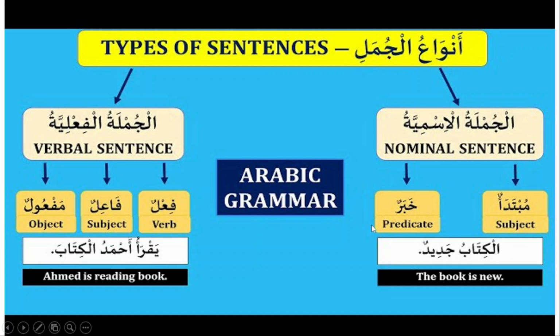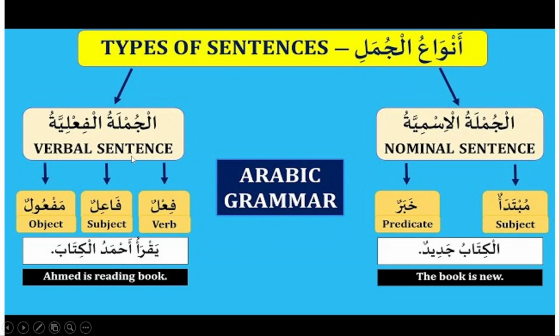sentence. Now, the distinguishing feature of a nominal sentence is that it usually starts with a noun, or what we call an ism. So al-kitab is an ism, a noun. So any sentence that starts with a noun is called jumlatul ismiya. Now move on to the left hand side, jumlatul fi'liya.